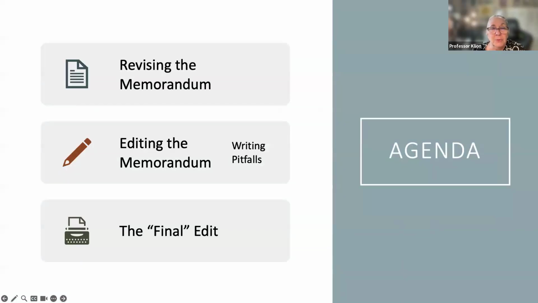So here's what we're going to do in order. First, we're going to talk about revising. Then we're going to talk about editing. And when we talk about editing, I'm going to talk about some writing pitfalls. Then we're going to talk about the final edit. Then hopefully you all will be on your way and start revising and editing your memo. That, of course, is wishful thinking on my part that you have it written already, but hey, I'm the eternal optimist.